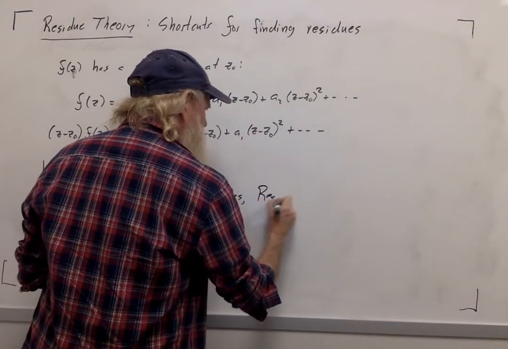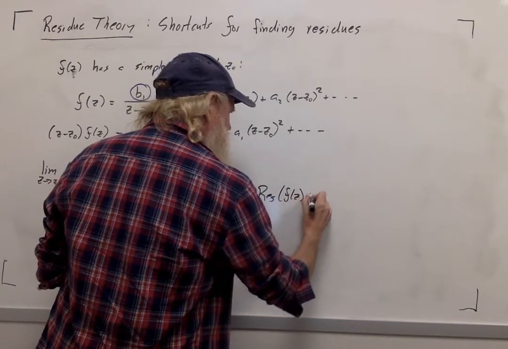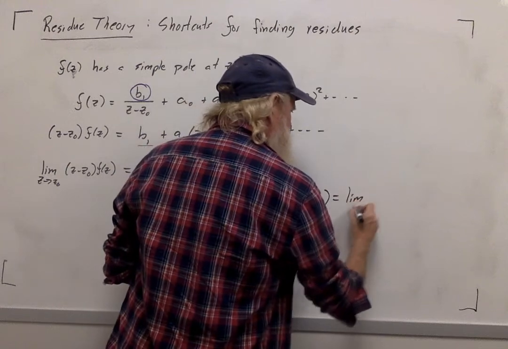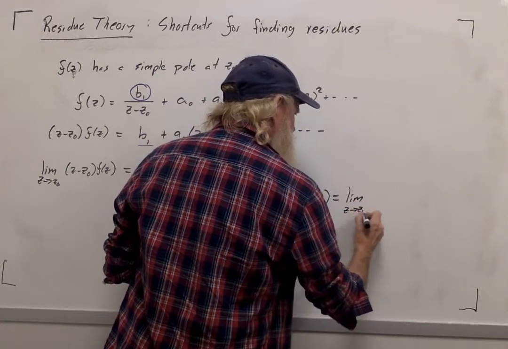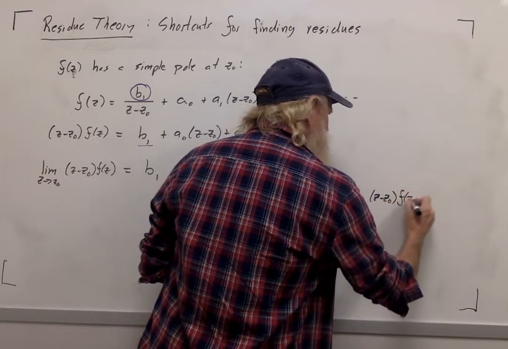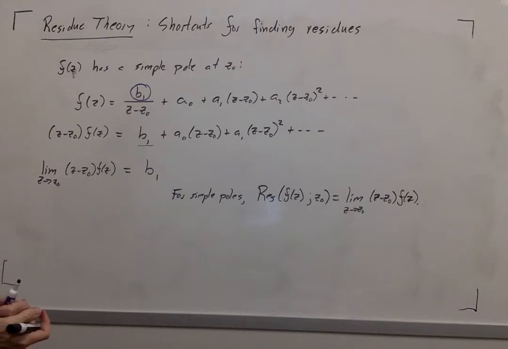So the takeaway for this is, for simple poles, the residue of the function f of z at z naught is equal to the limit as z goes to z naught of z minus z naught times f of z. I'll give an example in a minute, but let me show you next what happens when you have poles of order 2.